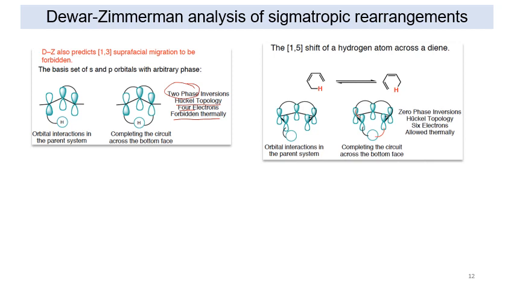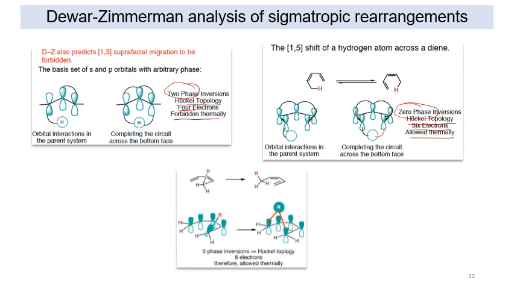What about the 1,5 H shift for a hydrogen? We have 6 electrons here and we can see here there are 0 phase inversions and that's an even number. This is a Huckel type of topology and there are 4n plus 2, 6 electrons. Therefore, this is allowed thermally. In the same way, the 1,5 alkyl shift or C shift is again having 0 phase inversions. Obviously it is a Huckel type topology. 6 electrons are involved: 4 from the pi system, 2 from the sigma system. Therefore, this is allowed thermally.